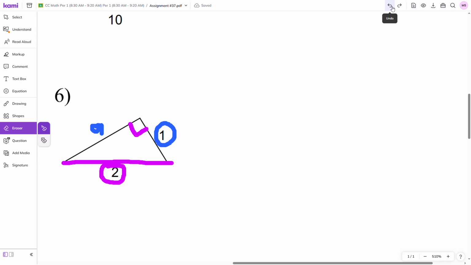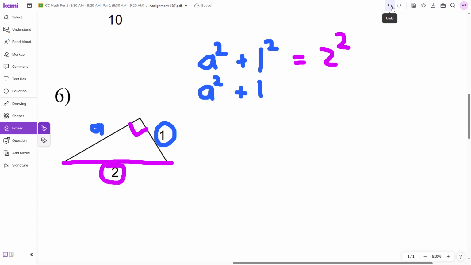Again, I could have used B. I could have used A. It doesn't matter. A and B are interchangeable. The important part is that I know that the hypotenuse is C, and that's that 2 there for us, because it's opposite the 90-degree angle, which I marked in purple. So that means that we take the blue parts and we square each one, and we add them together. So A squared plus 1 squared equals 2 squared. And that means that if we simplify that, A squared plus 1, because 1 squared is just 1, equals 4.